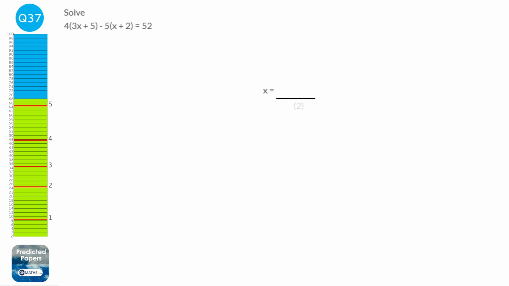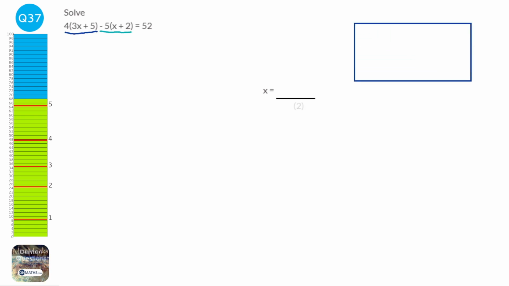Whenever we solve, we've got to get rid of any fractions or brackets first. Now, looking at this, there's no fractions, but there are two sets of brackets. We've got the set of brackets here, and we've got the set of brackets here. So we're going to expand them to get rid of them. And you can use any method you want. I'm just going to use this kind of grid method.